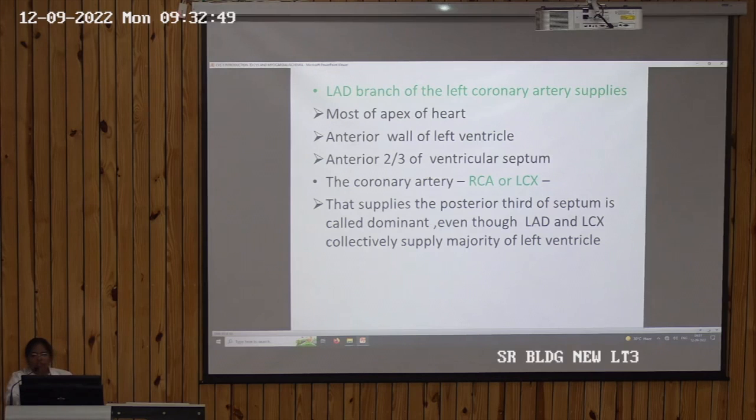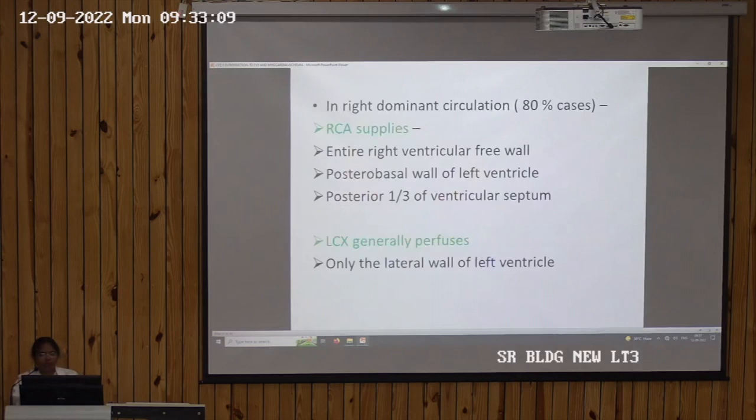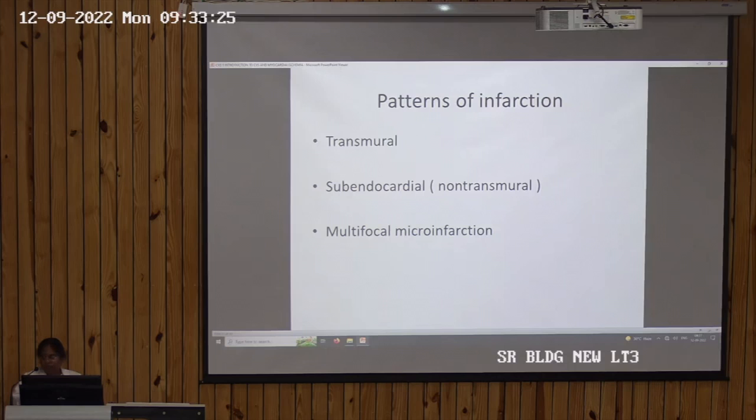So the left anterior descending branch of the left coronary artery supplies most of the apex of the heart, the anterior wall of the left ventricle, and the anterior 2/3 of the ventricular septum. The posterior 1/3 of the ventricular septum may be supplied either by the right coronary or the left circumflex, and whichever supplies it is known as the dominant one. The right coronary artery supplies the entire right ventricular free wall, the posterobasal wall, and the posterior 1/3 of the ventricular septum, usually in 80% of cases. And the left circumflex supplies the lateral wall of the left ventricle.